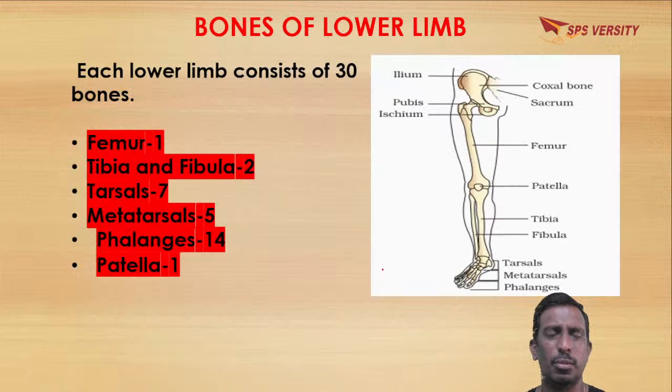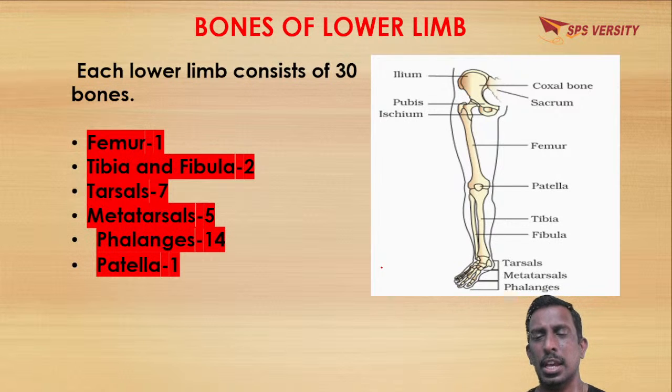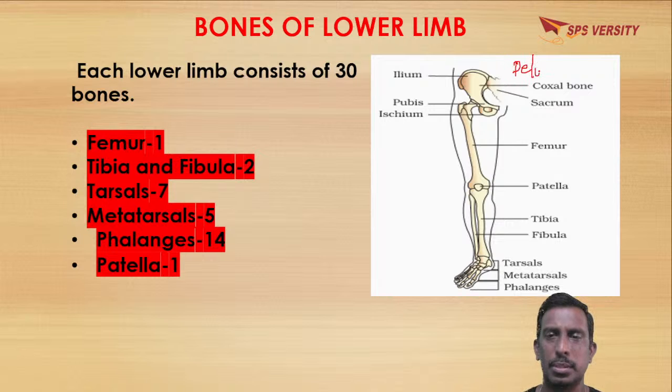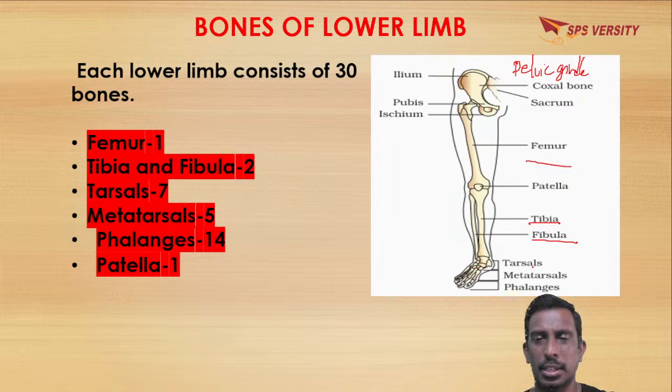And these are the bones of the lower limb, that is the leg. This also consists of 30 bones. It attaches to the pelvic girdle, to which the hind limbs are attached. The longer bone is the femur, and below the femur there are the tibia and fibula, and there are tarsals, metatarsals, and phalanges.